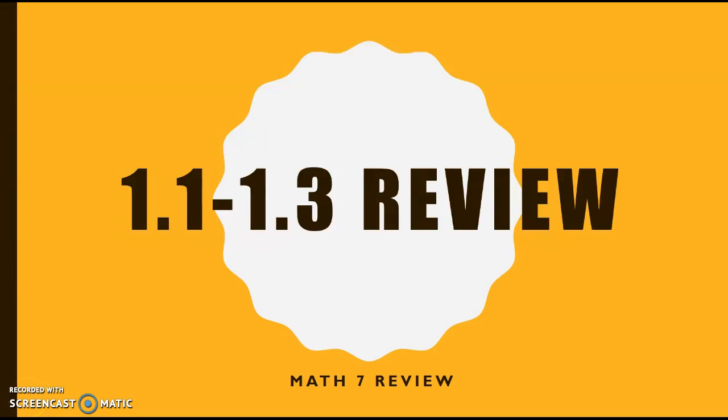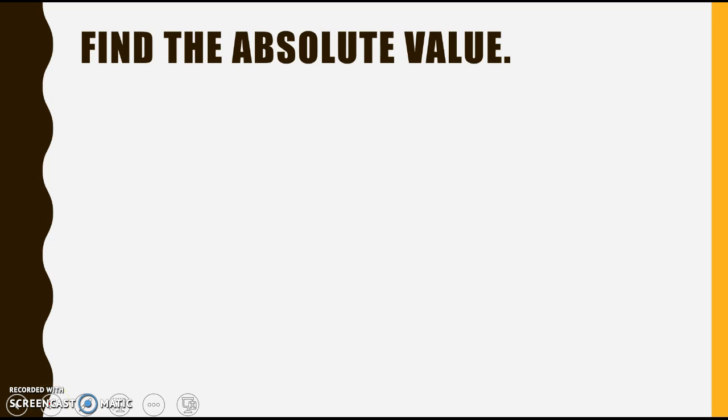This is the Math 7 review for the first half of Chapter 1, 1.1 to 1.3. And we're going to first find the absolute value. So what we have to remember for this key concept is that absolute value is talking about the distance a number is from 0 on a number line.